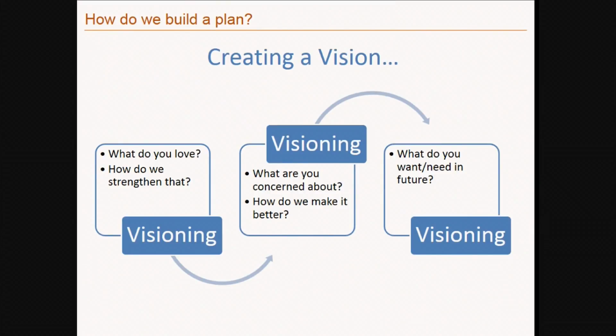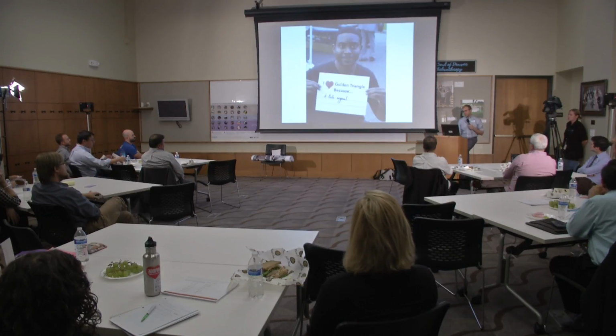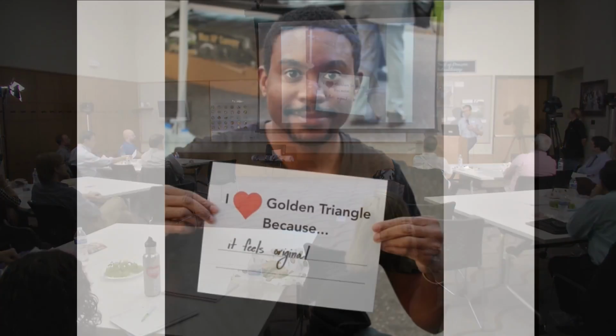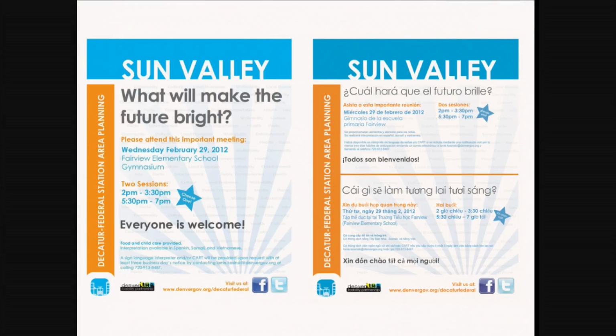We create a vision. What do you love? How do you want to strengthen that? What are your concerns? How do you want to make your neighborhood better? What do you need in the future? Again, we're thinking about the future. We ask questions like this. Fill in the blank. Use your imagination. Think big. We have fun exercises. Again, fill in the blank. I love Golden Triangle because it feels original, so we would follow up. What does that mean to you? Let's get more information about why it feels original. All of this contributes to the vision.